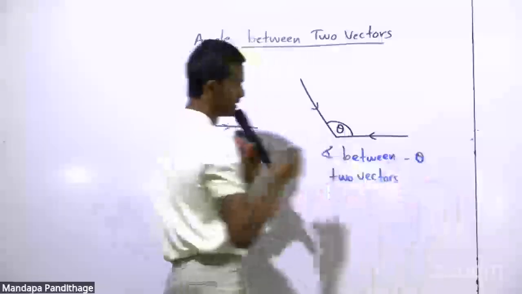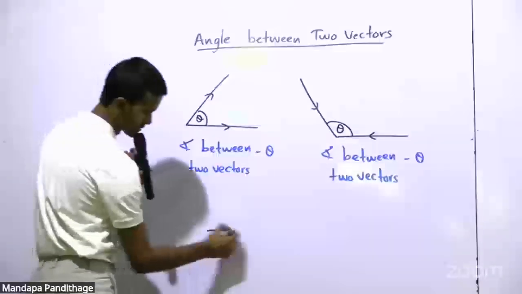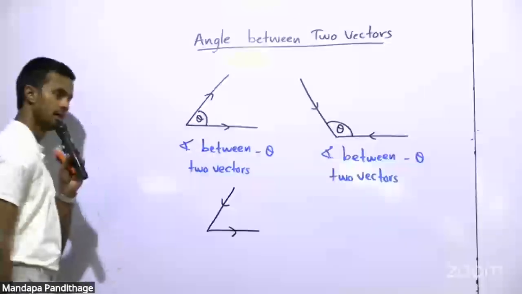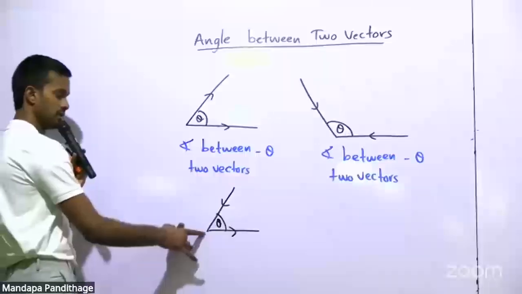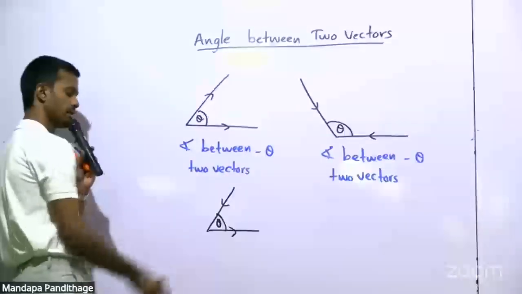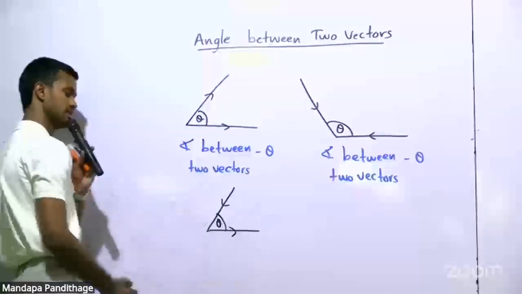It's theta. But let's say we are having a diagram like this. Here is one vector and this is one vector, and here the angle is theta. But I know here the two vectors are not even diverging from the same point, not even converging to the same point, because this is converging, this is diverging.